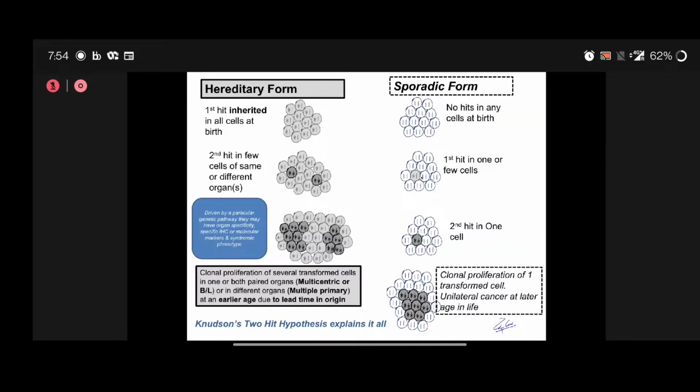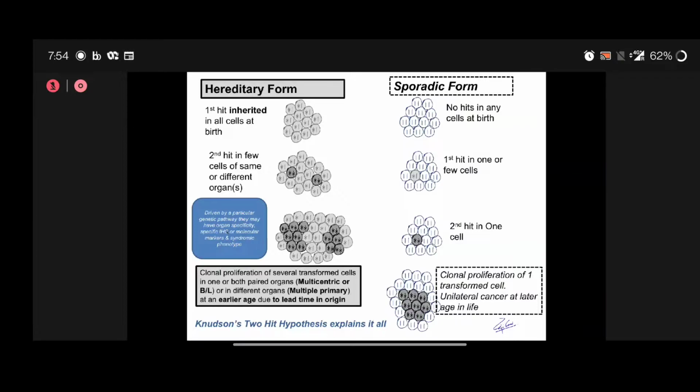And now we know that the hereditary forms of cancer are driven by a particular genetic pathway. And that's why they may have organ specificity. You may have a specific immunohistochemistry feature or a molecular marker or a syndromic phenotype, because that gene or pathway could also be affecting some other features. So you may have a syndromic phenotype.